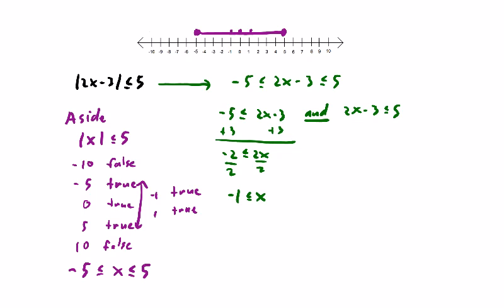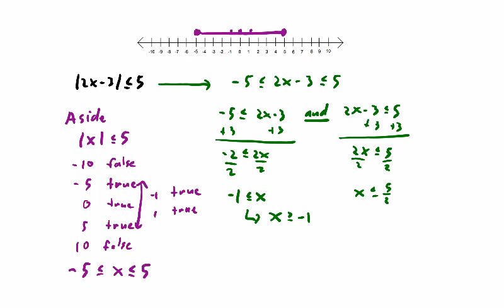And if we come over to the other part of the solution, we would add 3 to both sides, and 2x must be less than or equal to 5. Divide by 2, and x must be less than or equal to 5 halves. Now let's take this inequality and rewrite it by flipping it around: x must be greater than or equal to -1, but x must be less than or equal to 5 halves.